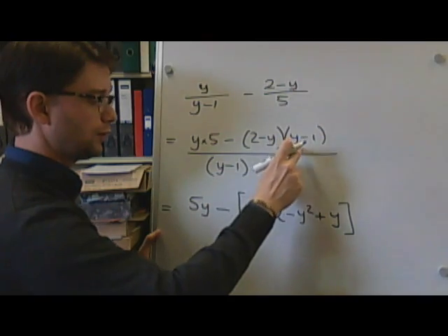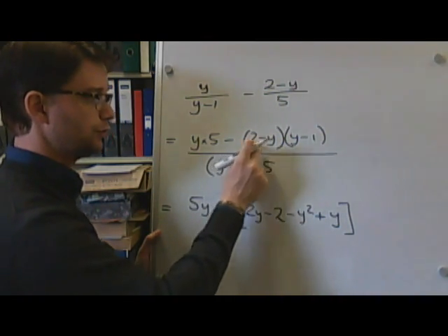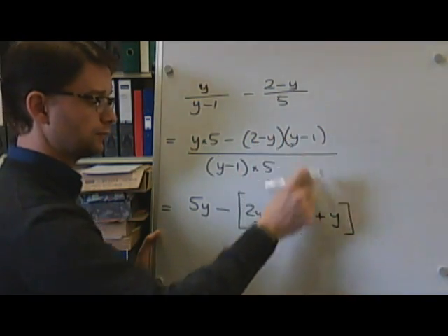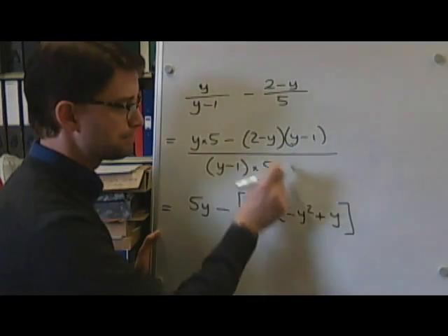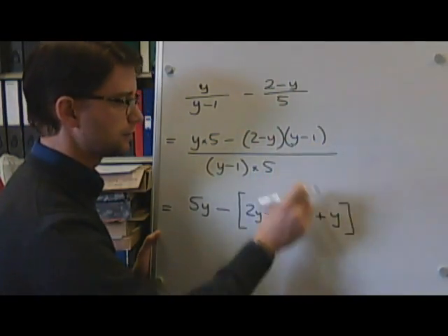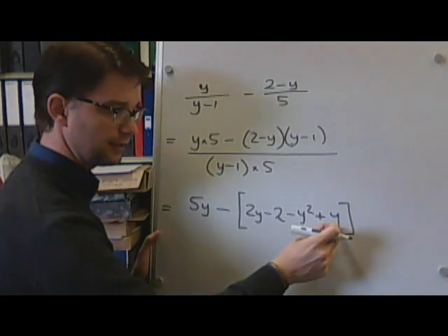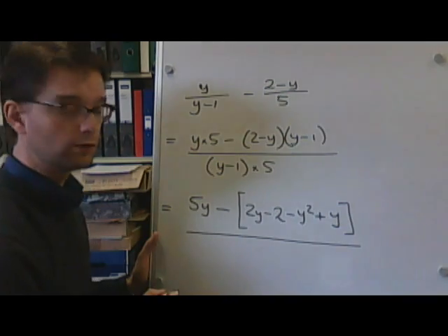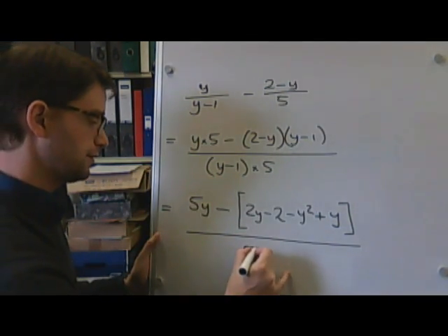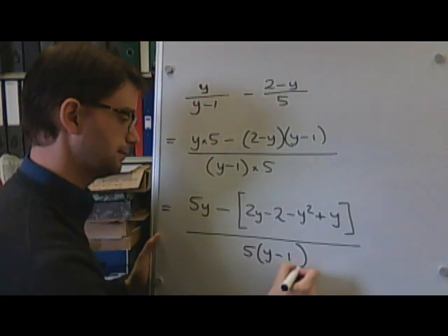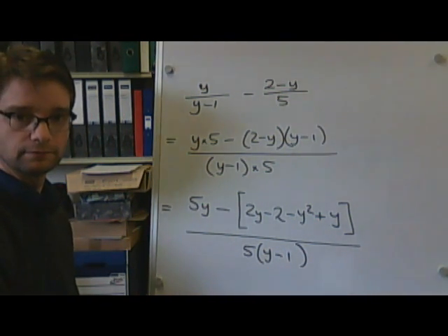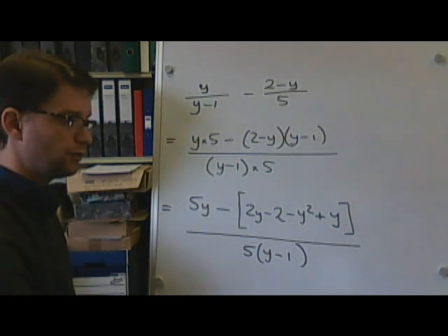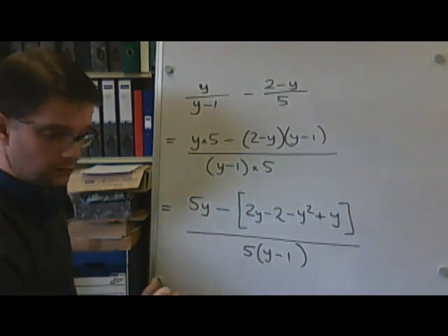I'll say that again. 2 times y is 2y. 2 times minus 1 is minus 2. Minus y times y is minus y squared. And minus y times minus 1 is plus y. I'm going to put all of that over, I'll probably write this as 5 into y minus 1. Then my only other job is to simplify this.